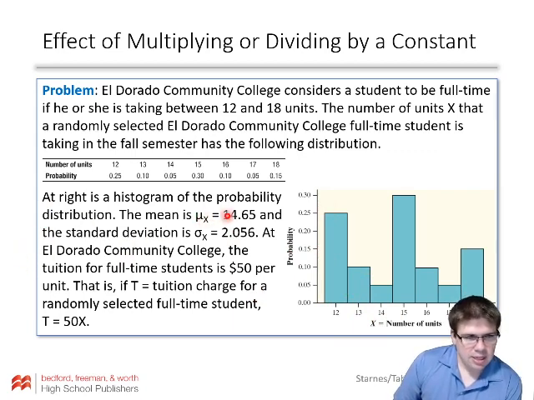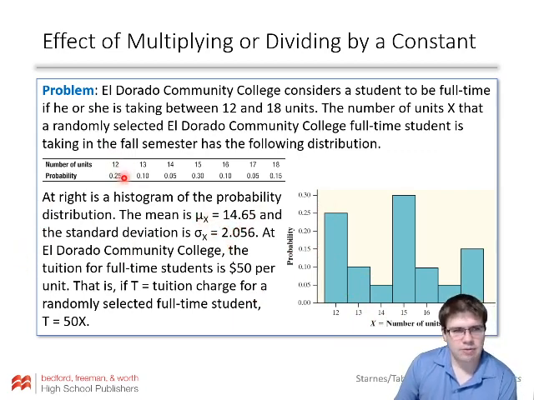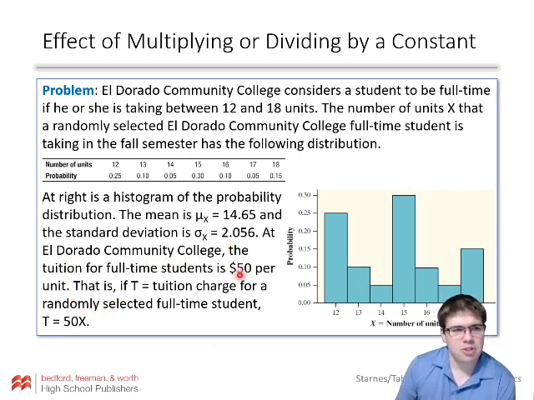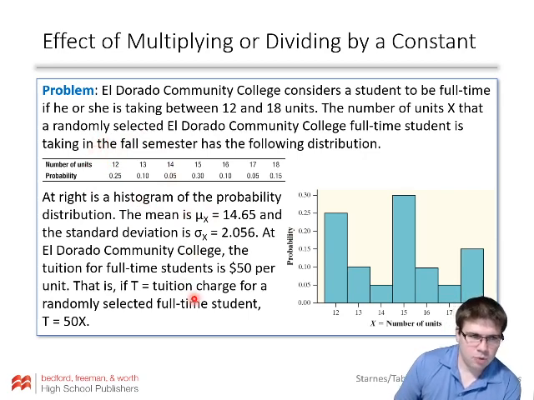The mean has already been calculated for us. They did 12 times 0.25, 13 times 0.1, and so on, added them all up, and got a mean of 14.65, the balance point of that distribution. The standard deviation is 2.056, which they've calculated for us as well. At El Dorado Community College, the tuition for full-time students is $50 per unit. So if somebody's taking 12 units, you could do 50 times 12 to get their tuition cost.